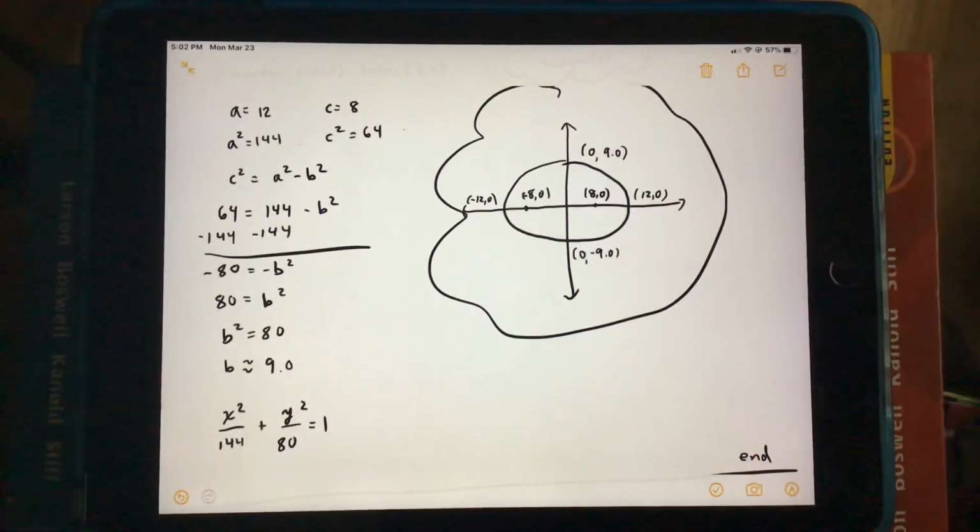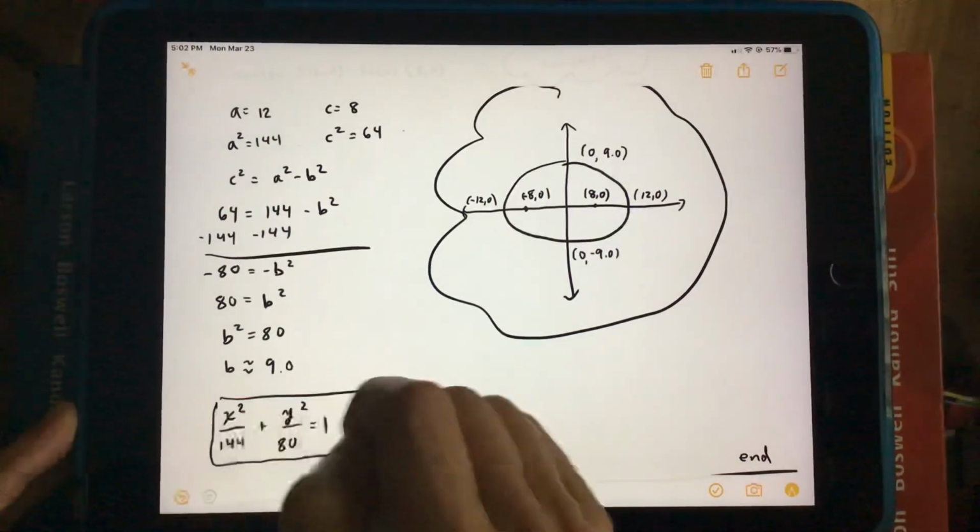So we'll go ahead and box that up. I forgot to do that. There is my answer for my equation, all boxed up.